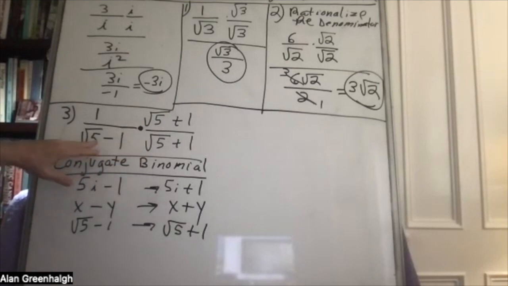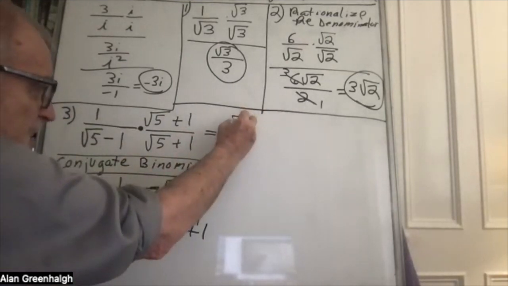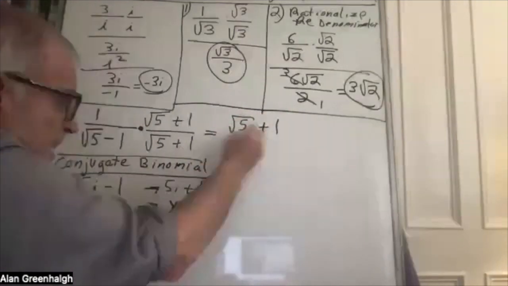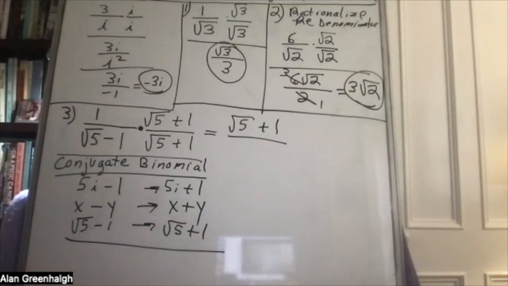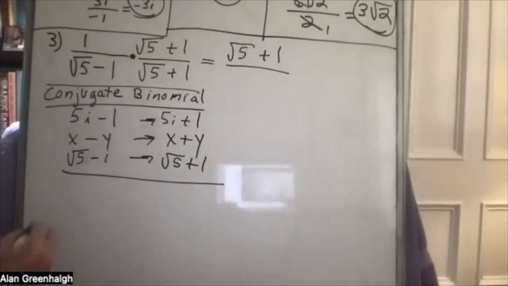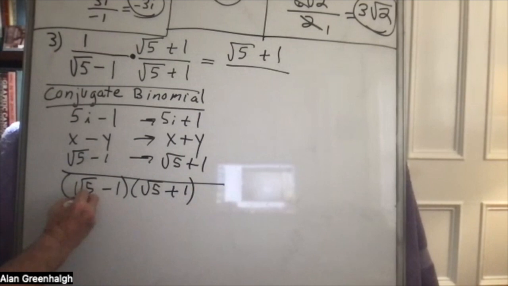That's the point here. So the numerator is easy because that's just going to be the square root of 5 plus 1. But the denominator, now let's do it the long way first. So let me come down here and do it the long way first. So the square root of 5 minus 1 times the square root of 5 plus 1 will equal the square root of 5 times the square root of 5 is 5.